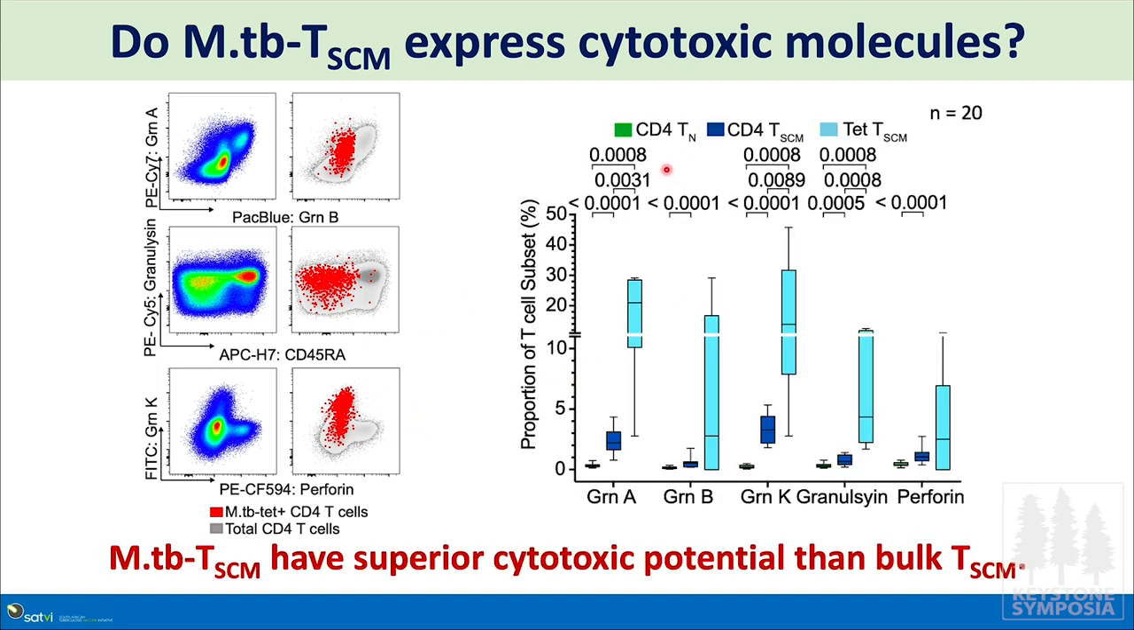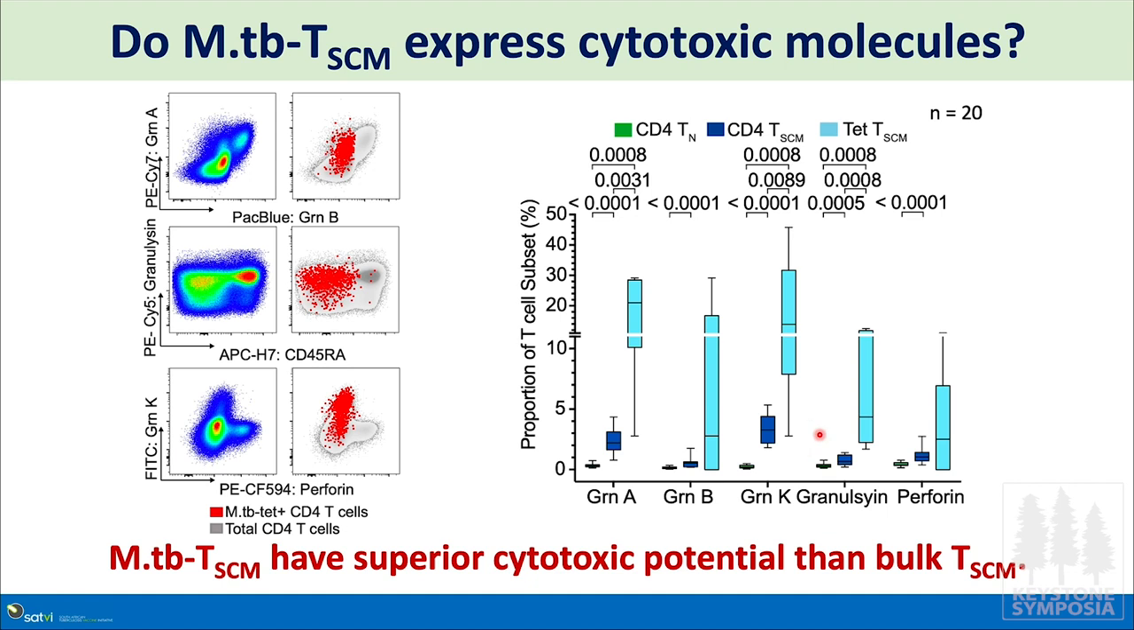And what we observed is that the MTB-specific TSCM, shown in light blue, expressed relatively low but detectable levels of granzyme A and granzyme K, but very little expression of granulysin and perforin. And the cytotoxic expression of granzyme A and granzyme K was significantly higher compared to bulk TSCMs and naive T cells, showing that MTB-specific TSCMs have superior cytotoxic potential to bulk TSCMs.